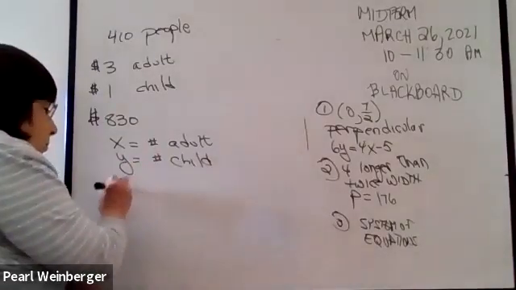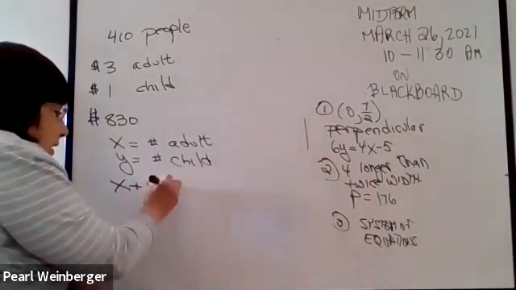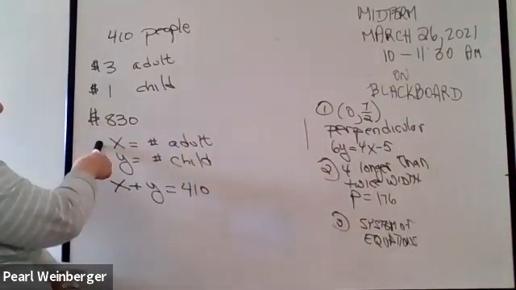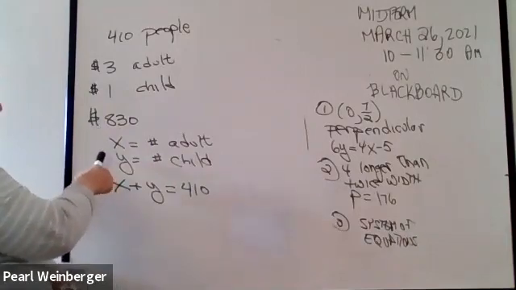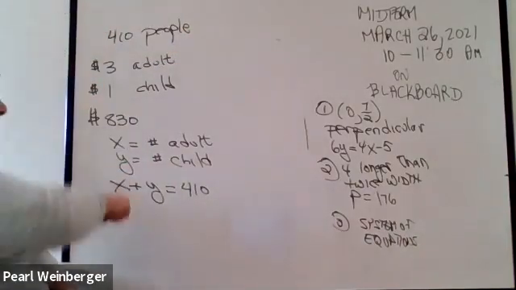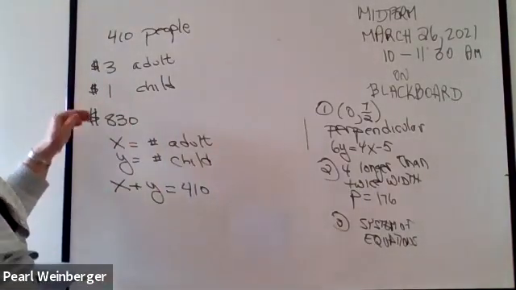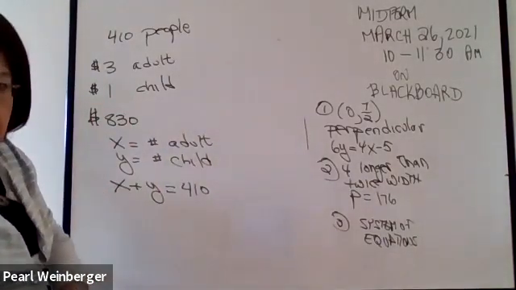Anybody? X plus Y equals 410. Right, X plus Y equals 410, because X is how many adults there are, and Y is how many children, and we know there are a total of 410, so the X plus Y has to be 410. What do we do with the 830? What equation do we get with the 830?